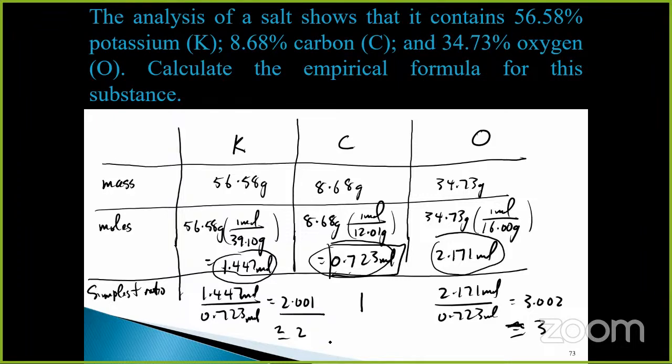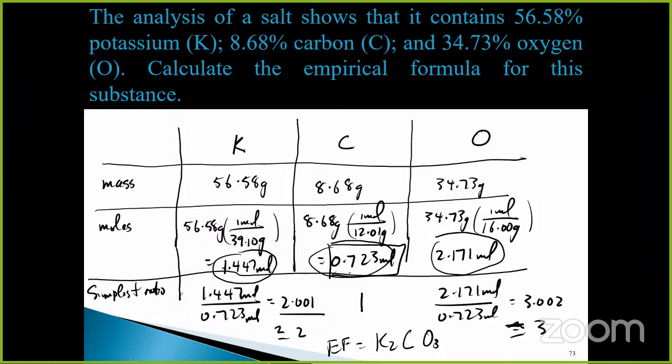So therefore, the empirical formula for this compound is K2CO3, right? So basically all these integers that we just estimated will serve as the subscripts in the empirical formula. And that's basically how we do that particular problem, all right? Any questions about this? Any questions? All right, how much time do we have left?